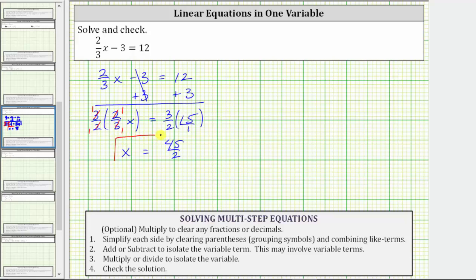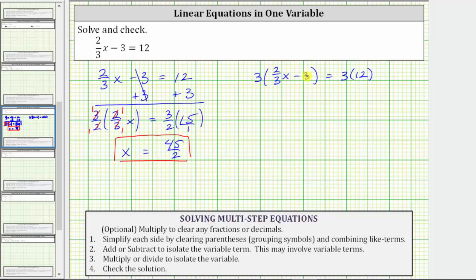So this is the solution to the equation, but let's go back and solve it again by clearing the fraction from the equation. To clear fractions from an equation, we multiply both sides of the equation by the least common denominator, and here we only have one fraction with the denominator of 3, and therefore the LCD is 3. To clear the fraction from the equation, we multiply both sides of the equation by 3. This would give us 3 times the quantity 2/3 x minus 3 equals 3 times 12.